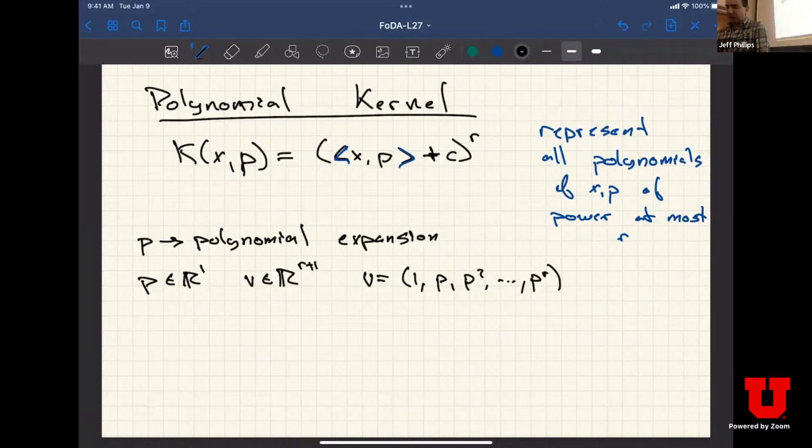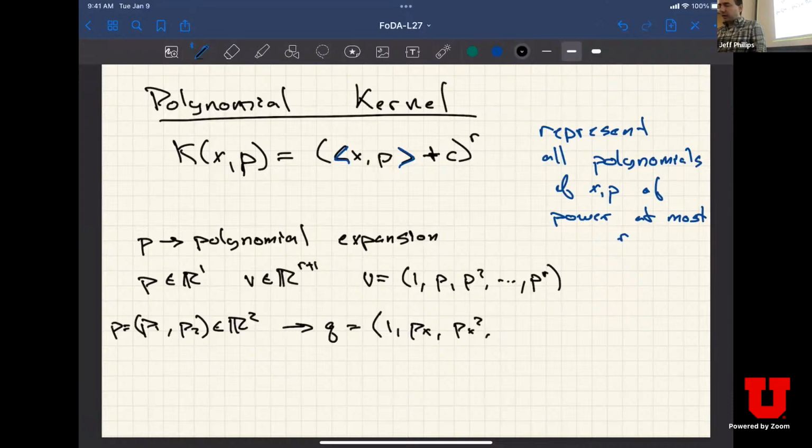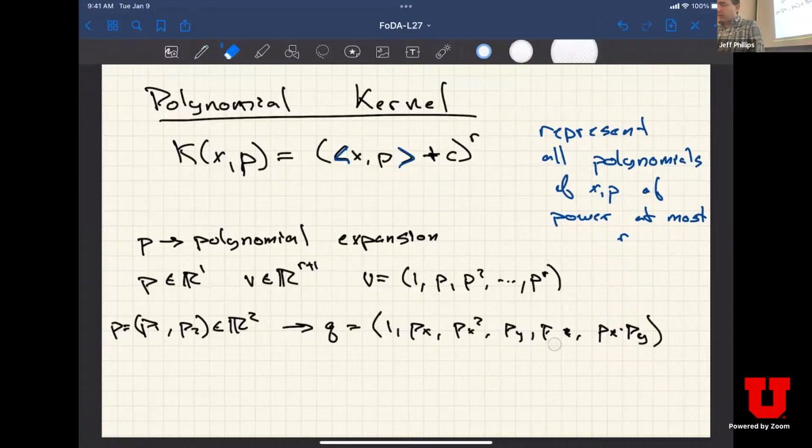But what if it's multi-dimensional? I think it's important to spell this out more clearly. Let's say P is (P1, P2), so P is in R2. Then we're going to do an expansion Q, just a degree 2 expansion. We're going to do 1, px, py, px squared, py squared, but you also need px times py. You need to think about these cross terms as well. Otherwise, you're not going to have as much representational power. You're going to get those cross terms by doing this polynomial kernel. So this is going to be a vector in R6.